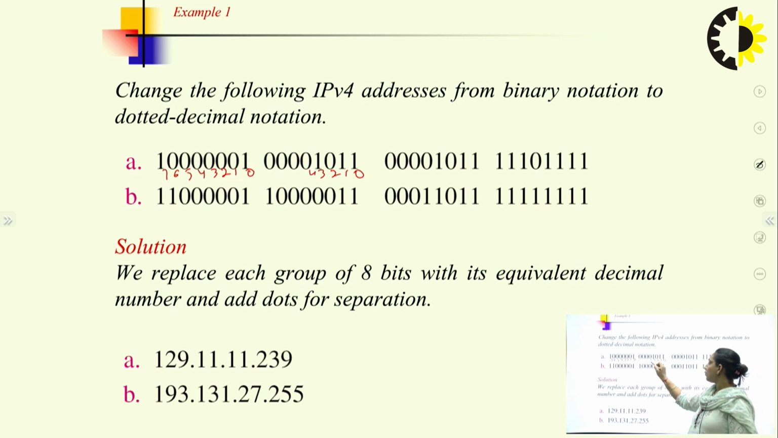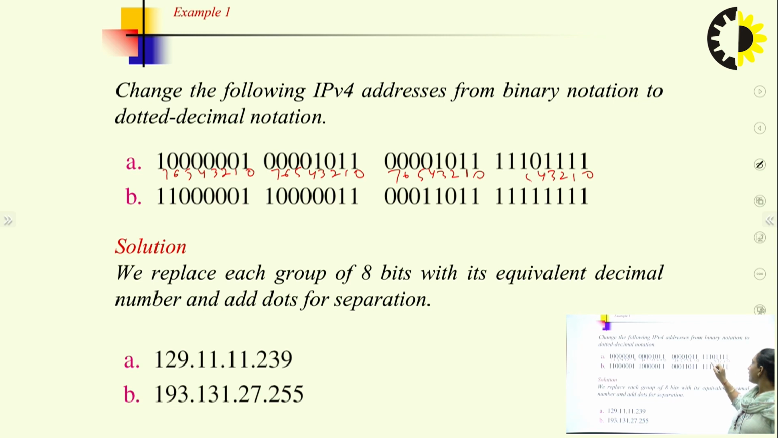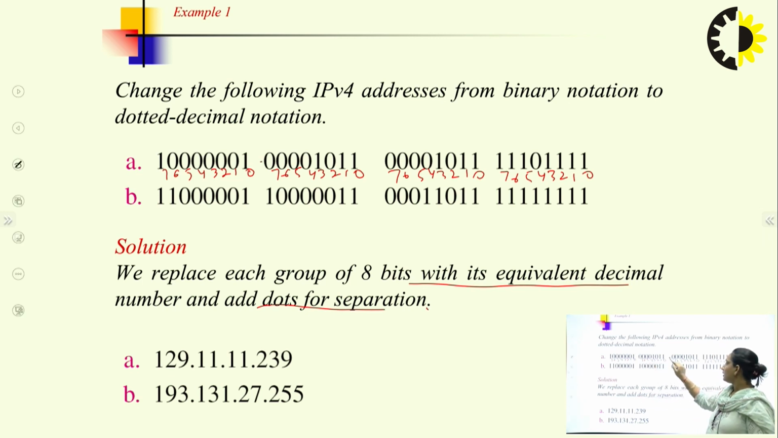So this is 4, 5, 6, 7. This is also 0, 1, 2, 3, 4, 5, 6, 7, and this is also 0 to 7. So we are converting this binary into decimal. We are replacing each 8 bits with its decimal equivalent and adding a dot. So this is a separation of dot, this is a separation of dot, and here is the separation of dot.